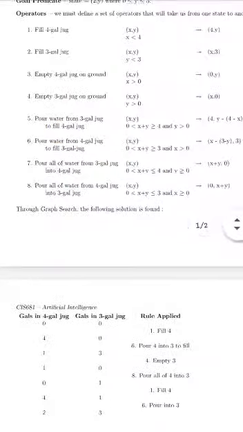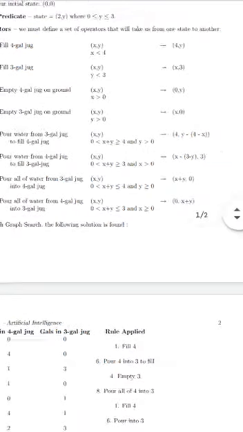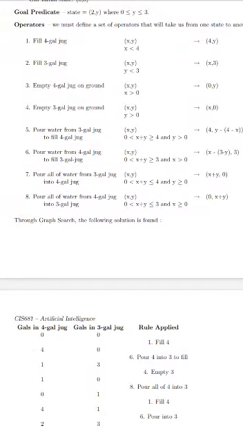Sixth operator, pour some water from the 4 liter jug to fill the 3 liter jug. This is exactly opposite to the fifth operator. Here we transfer some water from the 4 liter jug to fill the 3 liter jug. The operator is (X minus (3 minus Y), 3).